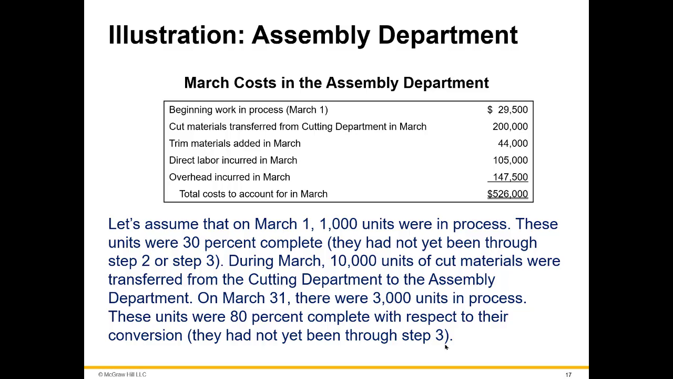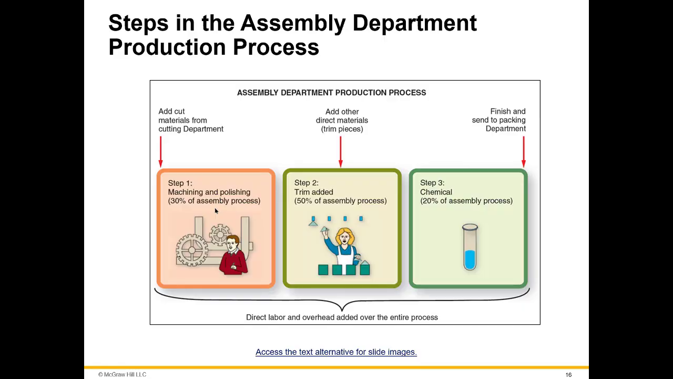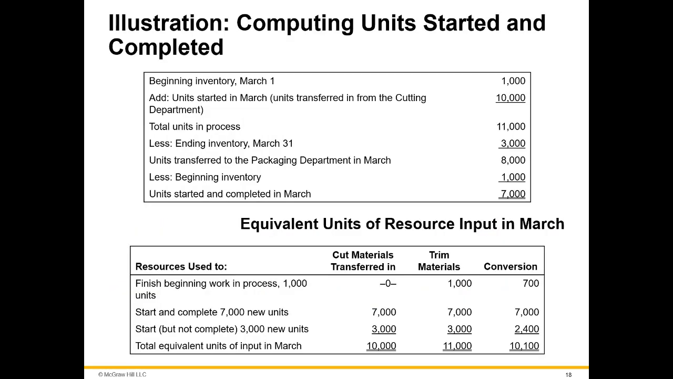So let's see if we can find that 80%. They'd been through step 1, which is 30%. They'd then been through step 2, which is 50 more for a total of 80%. Okay, so we see where we're sitting on March 31st. So we started with 1,000, we added in 10,000. We had 3,000 left in ending inventory. So 8,000 were transferred to the final packaging department. Less our beginning inventory suggested there were 7,000 units started and completed in March. So 7,000. Okay, so let's see the various processes here.